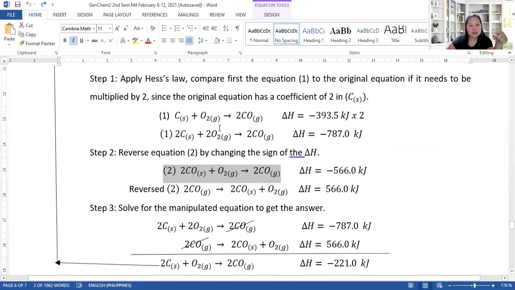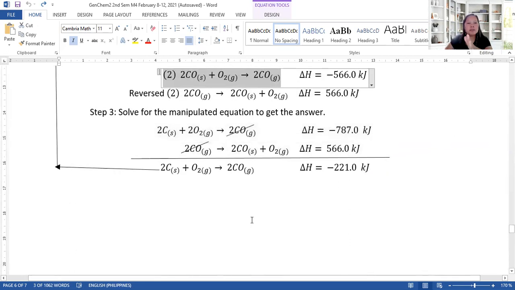Okay, so let's check. Please look at the left side and then the right side if there is a similar compound. If they are similar, you will have to cancel them. And then the remaining ones will be written below. So the remaining are two carbons and then oxygen 2, which turns to one molecule because we have canceled the other two.